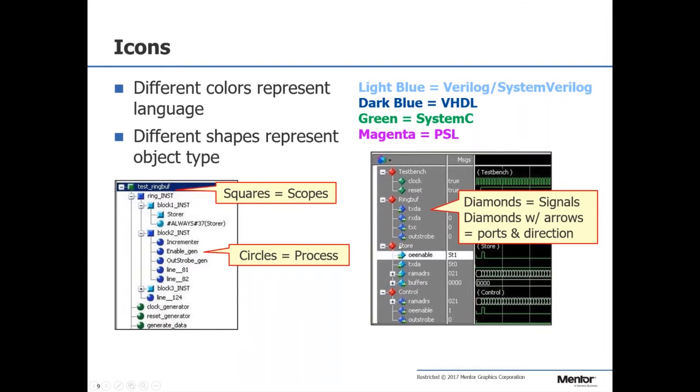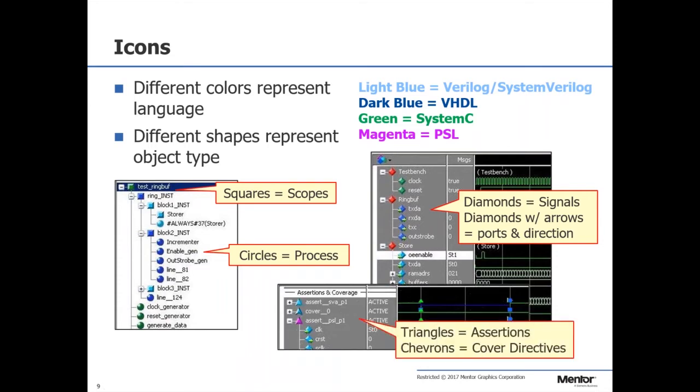And then over in the wave window, you get the same kind of thing. The dark blue is VHDL signals. The light blue are Verilog wires or regs. Green is going to be SystemC signals. And then you'll notice sometimes you'll see like a little diamond with an arrow input. That is an input port. These are output ports, input ports, output ports. Things without the arrow, those are just signals.